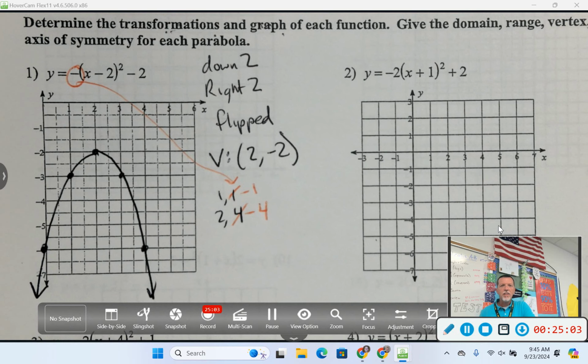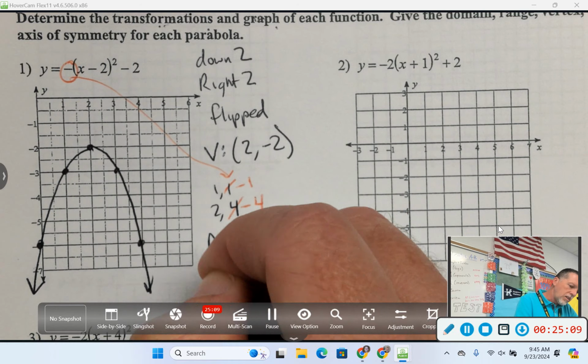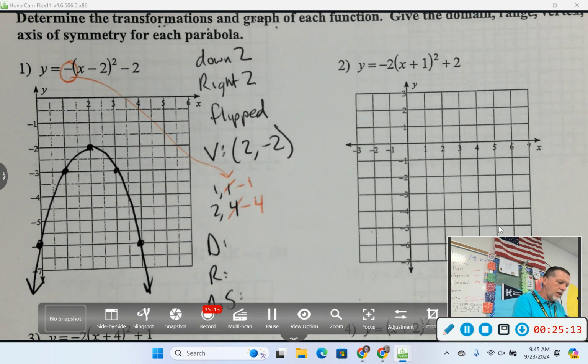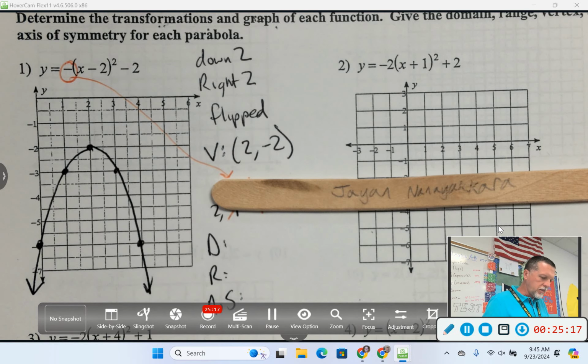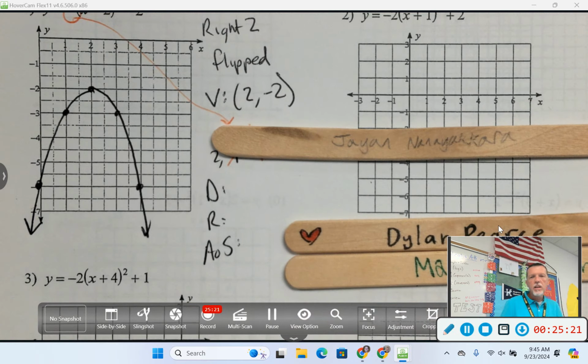Making sure I found everything. Transformations, yes. Graph, yes. Oops, domain, range, and axis of symmetry. Domain, range, axis of symmetry. So 3 more lucky volunteers. Voluntold. Giant, how about the domain?